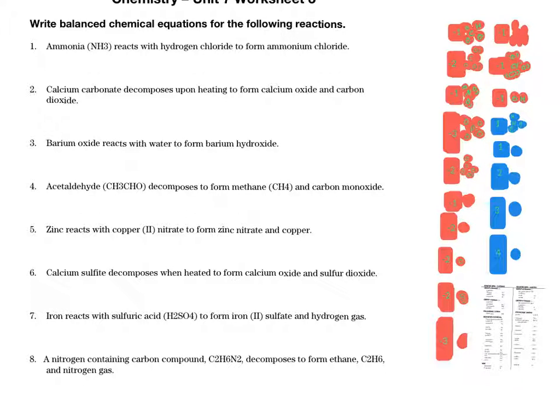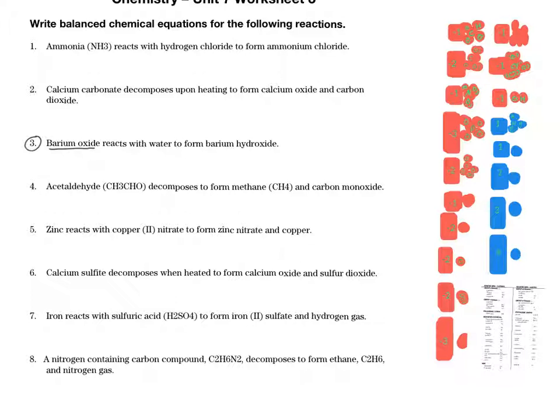All right, let me show you, using some symbols and charges to help you visualize a little bit better, how to balance the charges on these compounds. I'm going to start with this one here that's number 3, where we've got barium oxide reacts with water to form barium hydroxide. So the first thing I do is I look at my compound, barium oxide.